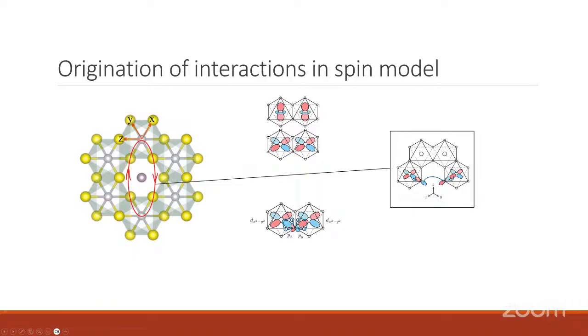Then that explains why, when we do the DFT simulation and then fit the J1, J2, J3 couplings, we see a ferromagnetic J1 and antiferromagnetic J3.